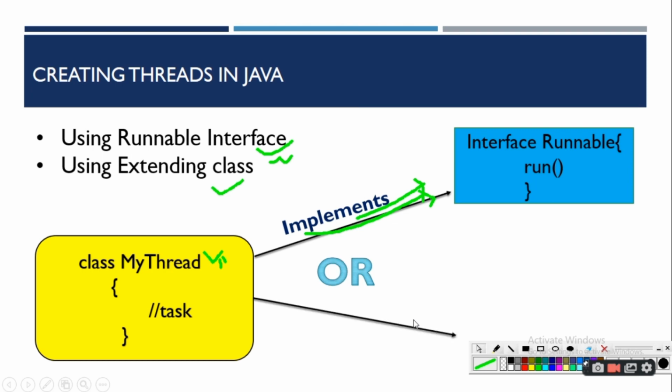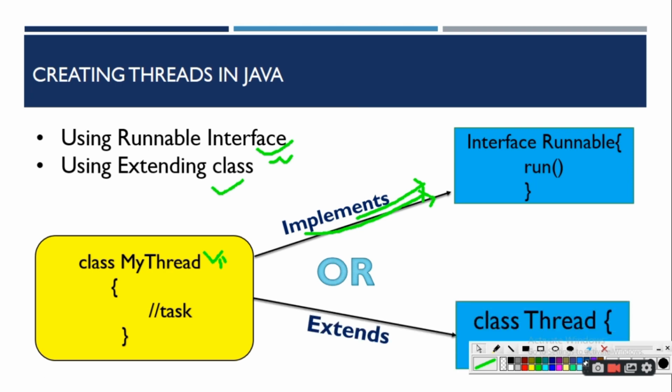Or we can go with the other one, that is we can extend the thread class by inheritance, and we will get all the properties of the thread class which is in the java.lang package. In this thread class we have the start method by which we can start our thread, but in the runnable interface we have only the run method. It doesn't have any start method. All right guys, we have two methods. We can create a thread this way, by the runnable interface, or this way, by extending the thread class.